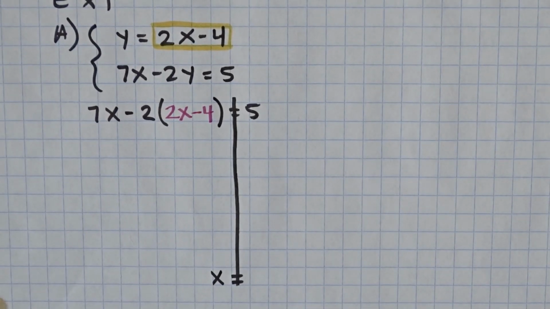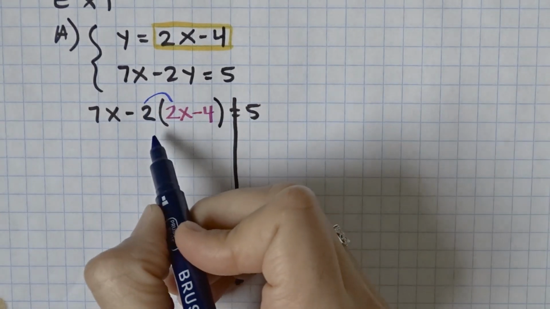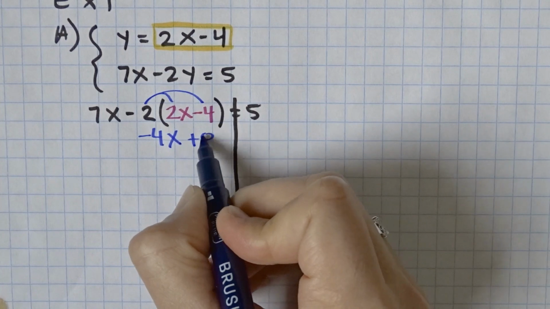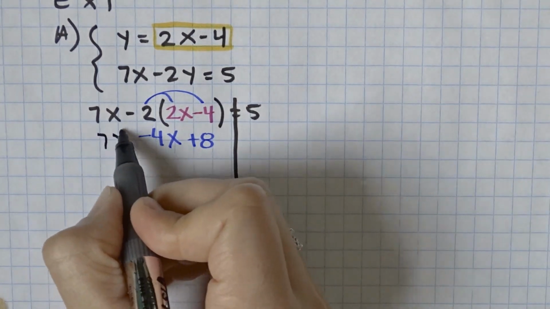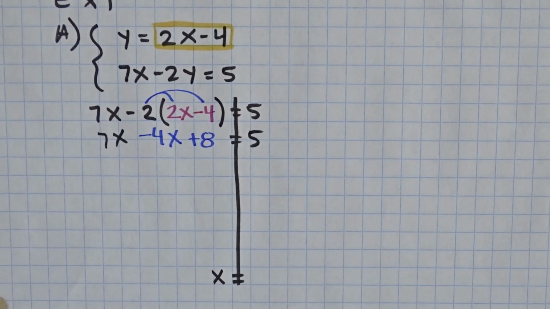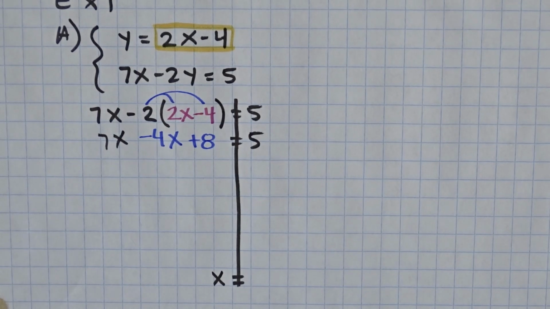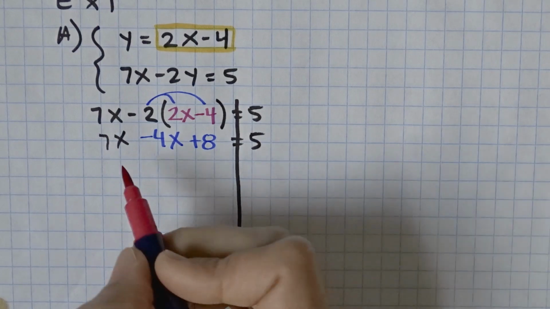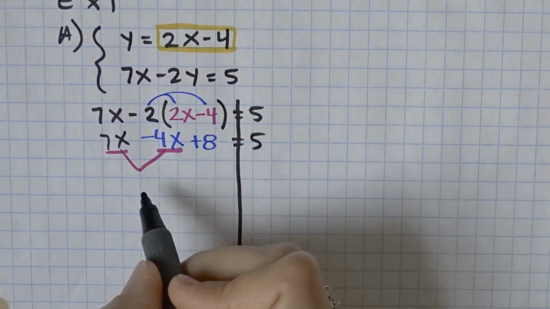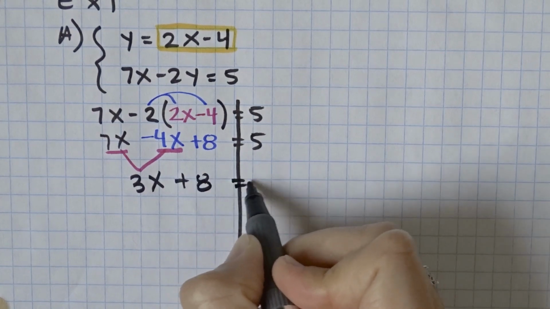So in doing so, we're going to distribute. Negative 2 times 2 is negative 4x. And negative 2 times negative 4 is positive 8. 7x is still there, and 5 is still there. And now I'm still solving, but not yet. I'm in the process of trying to make this look simpler. And in trying to make this look simpler, I can put together some like terms, this one and this one. And when you put these together, we get 3x plus 8 equals 5.